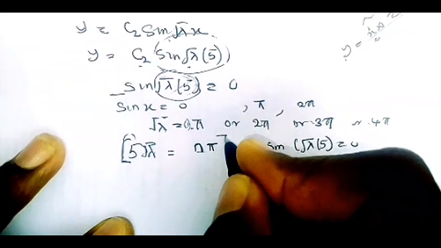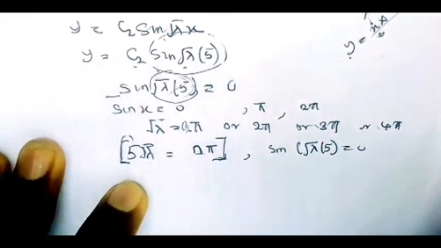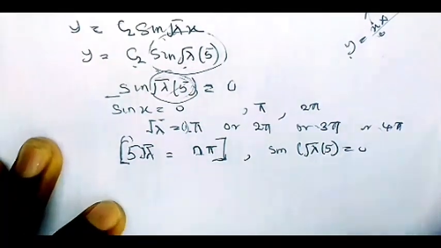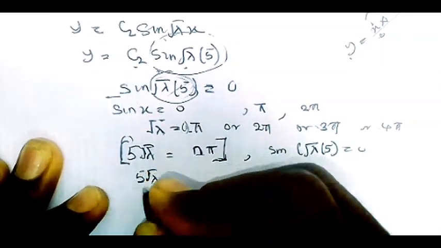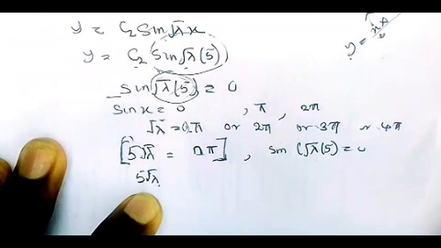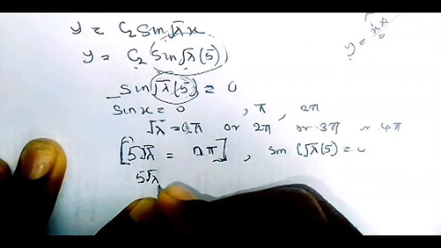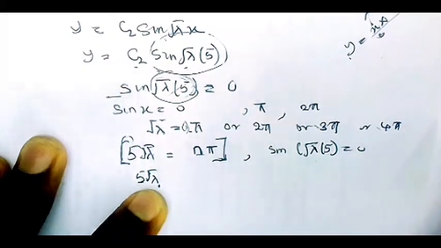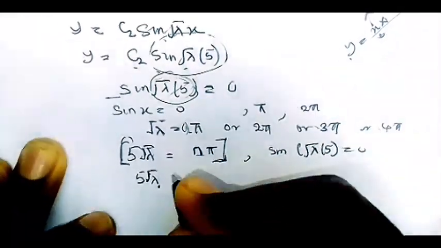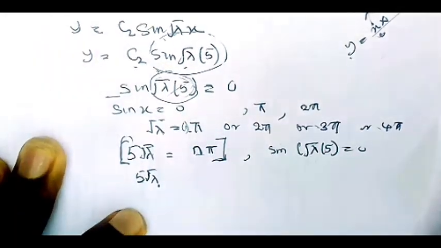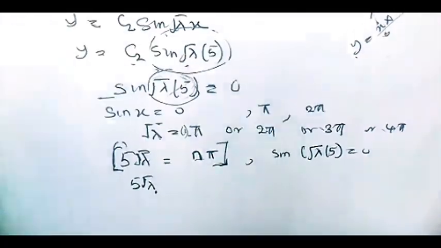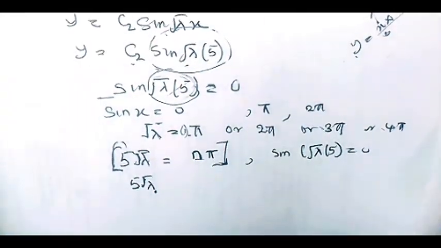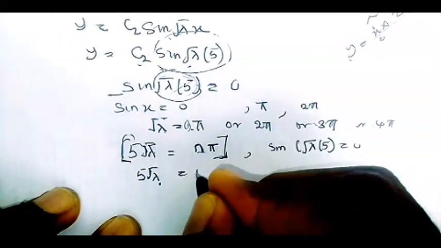So solving this now, this is what we need. We've already derived the relationship between the sine function and the function of y we have. So now let's square both sides. Remember, we are looking for the eigenvalue. Like I said, lambda is presented as my eigenvalue, and we are looking for the value of lambda for which we will not have a trivial solution. So since we can't have a trivial solution, we assume c2 is not equal to 0. So we'll be solving 5 root lambda is equal to n pi.